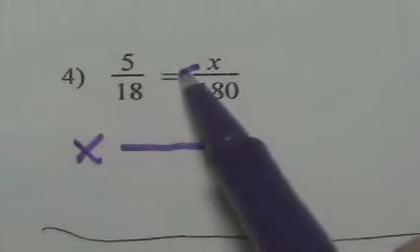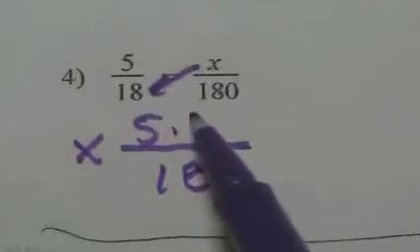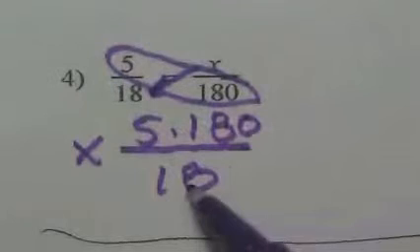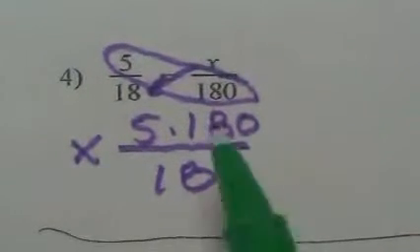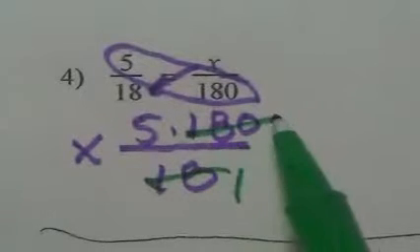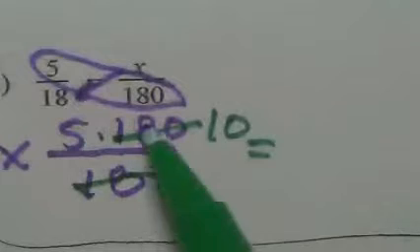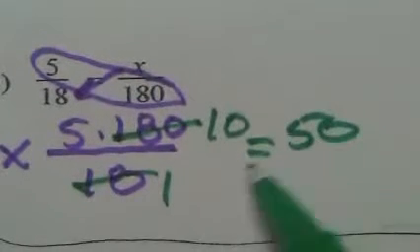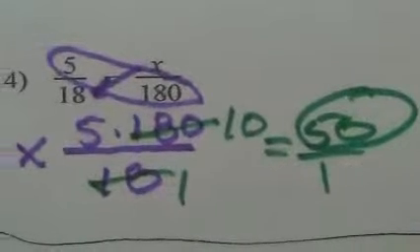Number 4, the one diagonal of x goes on the bottom. The other 2 go on top. These 2 right there. And 18 goes into 180 10 times. So 18 goes in here once. 18 goes in there 10 times. So now we have on top 5 times 10, 50. On the bottom, 1. So the answer is just 50. X equals 50.